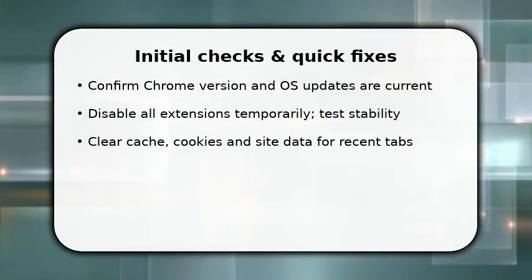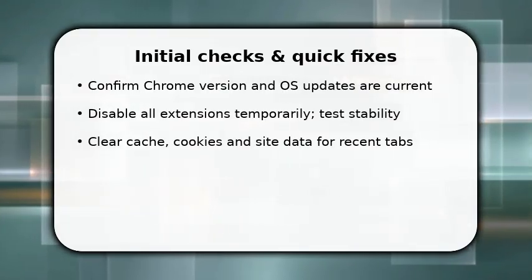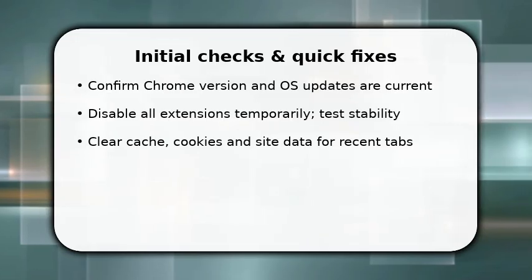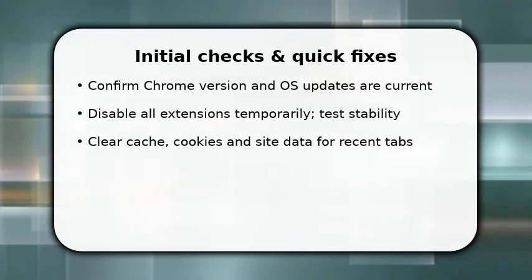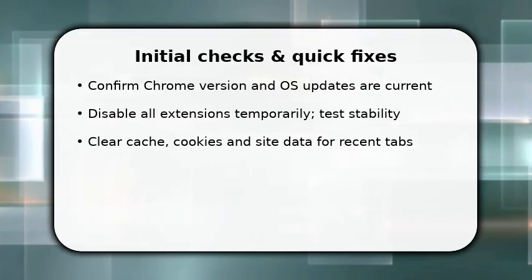You start by validating essentials. Make sure Chrome and your OS are updated because outdated builds cause crashes. Next, disable extensions to isolate problematic add-ons. Extensions run code that can destabilize the browser.